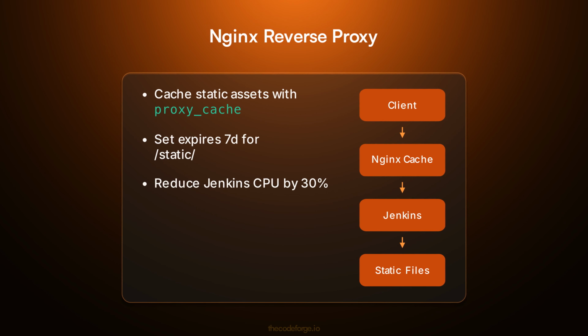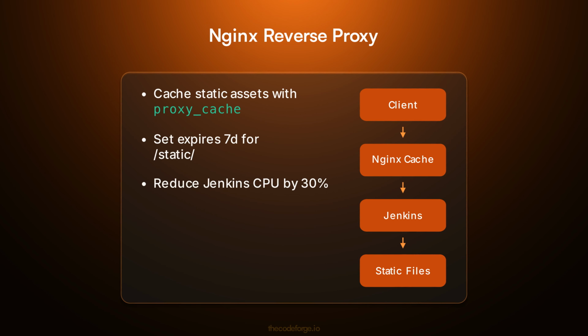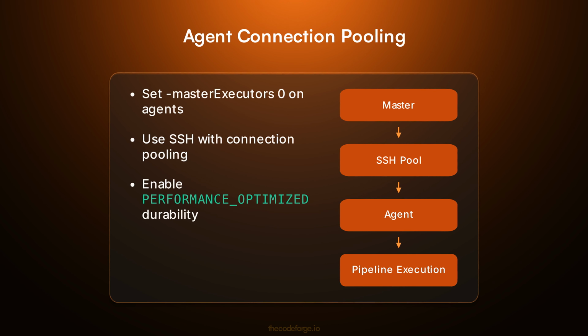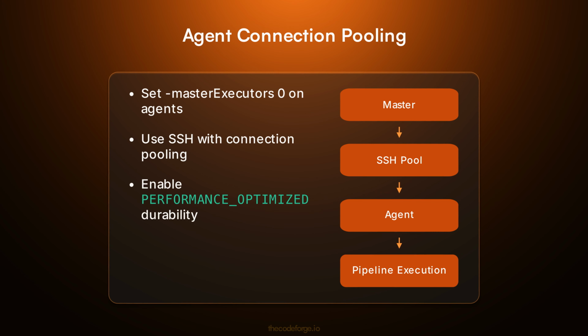Nginx as a reverse proxy can cache static assets, reducing load on Jenkins. Configure proxy cache for static files with a 7-day expiry. For agents, use SSH with connection pooling and set master executors to 0. Enable performance-optimized pipeline durability to reduce I/O by 50%.